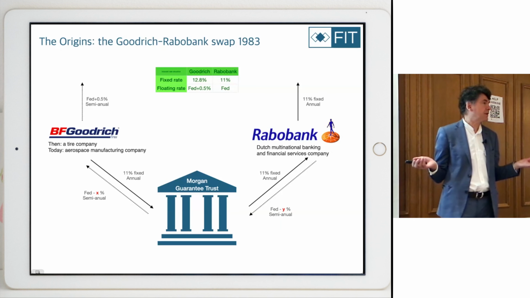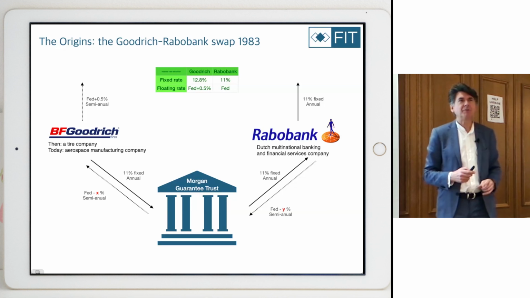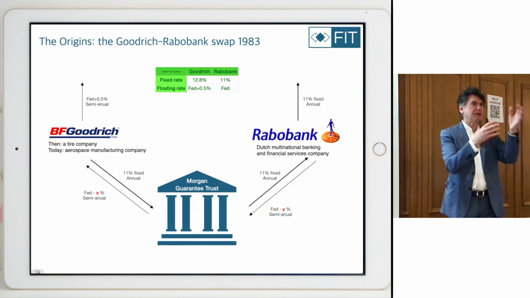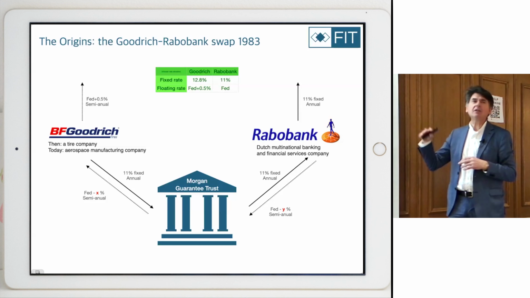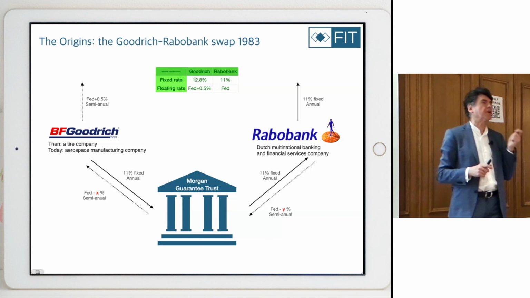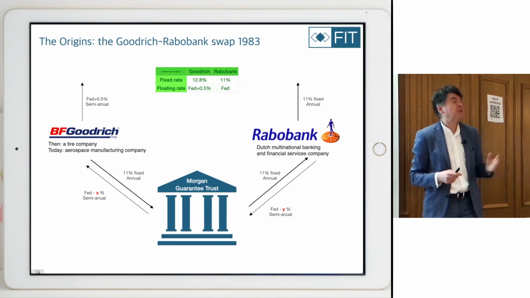That's what they did. But in that example, there's no trust. It's just you and me. No, hold on, I'm coming to that. Yes, in our example, it's just you and me. Now, this is done through a financial intermediary, and this is very important. It's very important for several reasons.